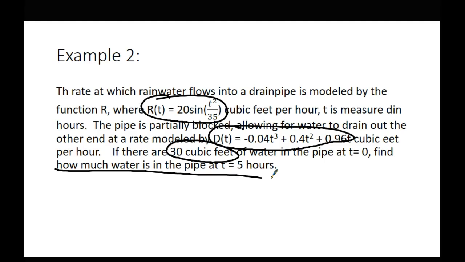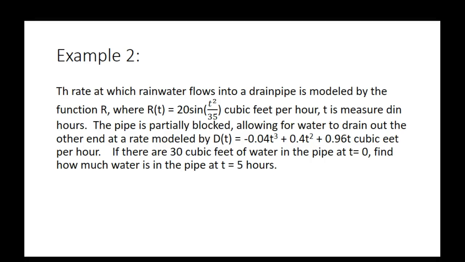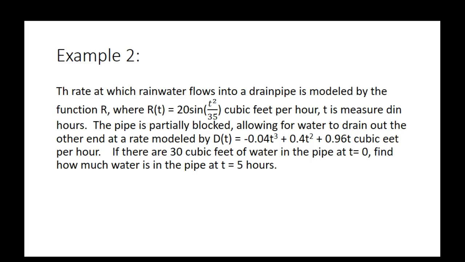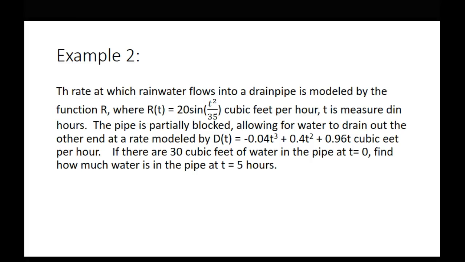And like I showed you in the last slide, when they're asking for a final amount, it's kind of convenient just to do this one down here. So we're going to have our final amount is equal to our starting amount plus the integral of the rate in minus the rate out on our time interval from A to X. Okay, so let's go ahead and see if we can identify all these things. They didn't give us an output variable, like what the total amount of water is going to be present. So we can just make one up. Let's say it's F.